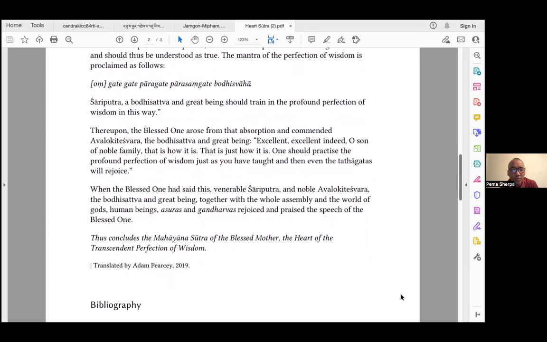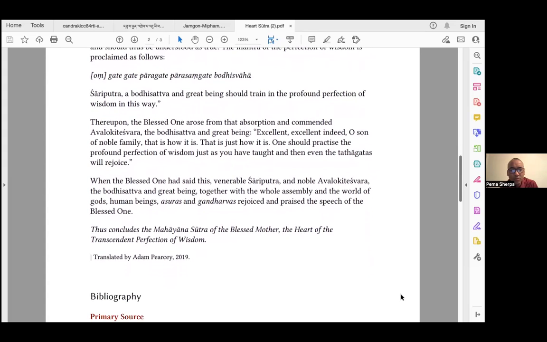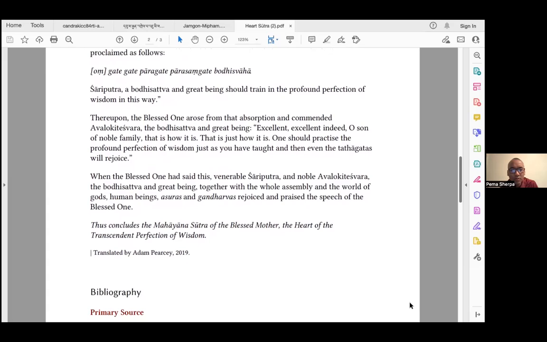Thereupon, the Blessed One arose from the absorption and commended Avalokiteshvara, the bodhisattva and great being. Excellent, excellent indeed, O son of noble family. That is how it is. That is how it is. One should practice the profound perfection of wisdom just as you have taught, and then even the Tathagatas will rejoice.